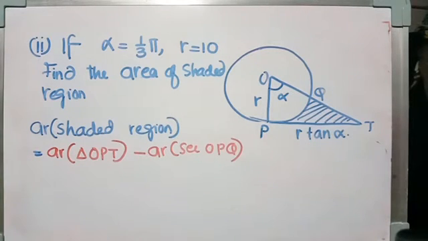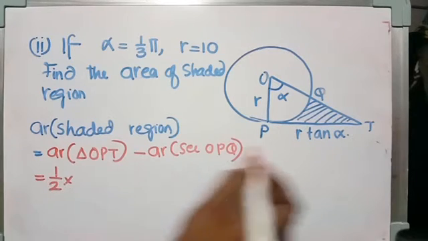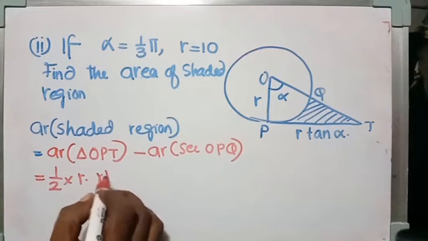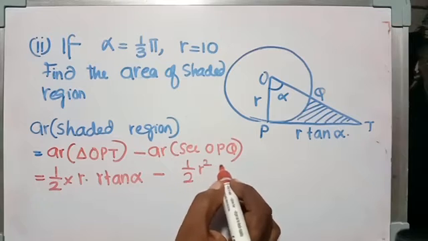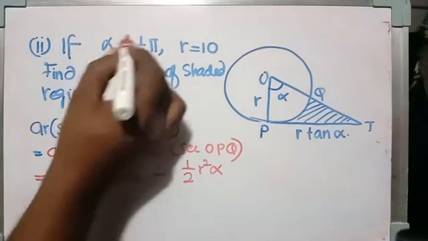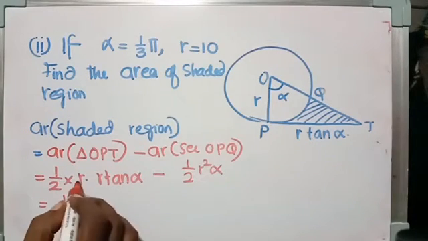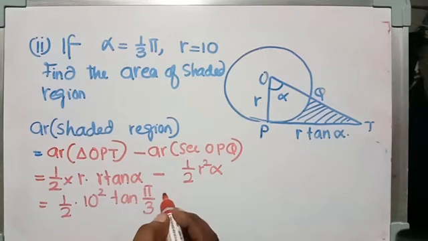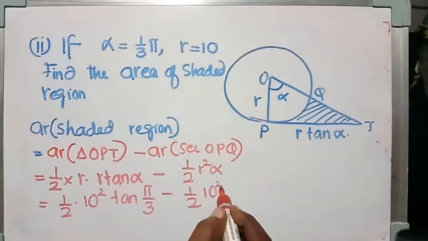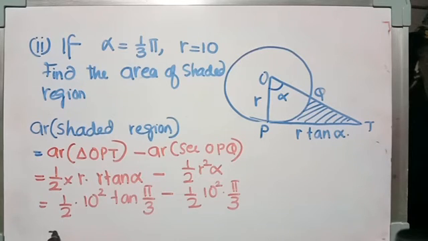As the triangle is a right triangle, its area is half into the perpendicular sides, so half into R tan alpha into R, minus the area of sector OPQ, which is half R squared alpha. Now replace the values of R and alpha. R is 10, so we get half into 10 squared tan pi by 3, because alpha is 1 by 3 pi, same as pi by 3, minus half into 10 squared into pi by 3. Just perform this calculation. We get the answer as 34.243 centimeter square. Okay, thank you.